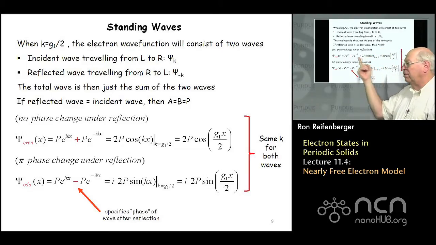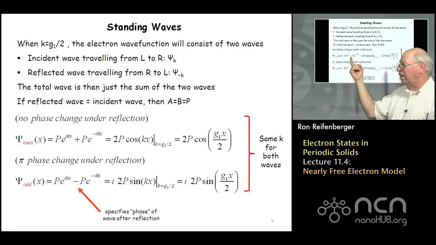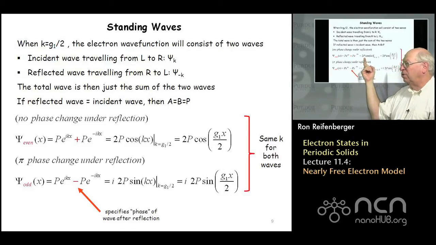So you can use Euler's formula to realize that if the reflected wave is in phase with the incident wave, then there's going to be a positive sign here. So this is the reflected wave, this is the incident wave. Positive sign is just telling you they're reflected in phase. That gives rise to an even wave function that's no longer imaginary. It involves cosine of kx, where k now has to be evaluated at the reciprocal lattice vector g by 2.